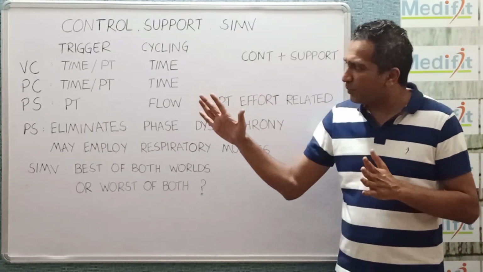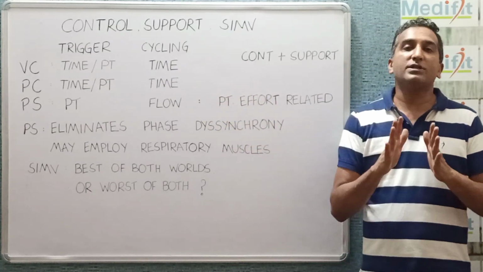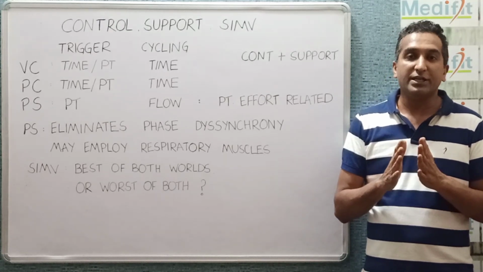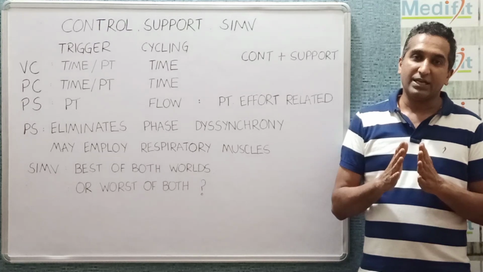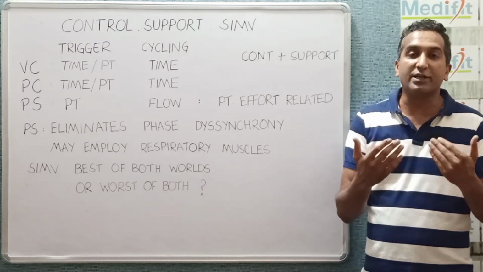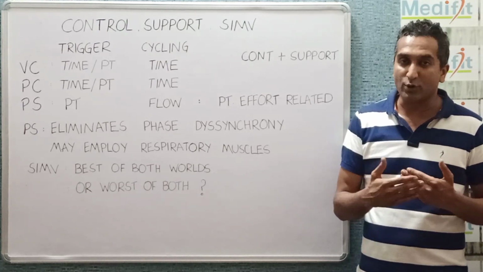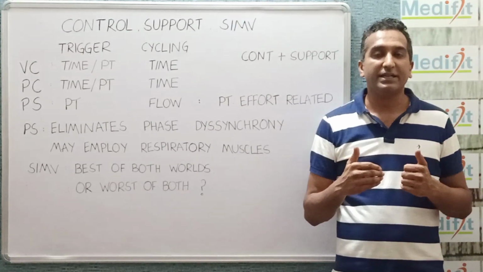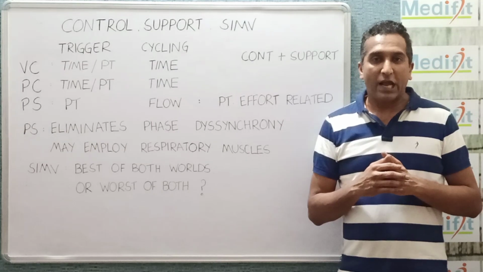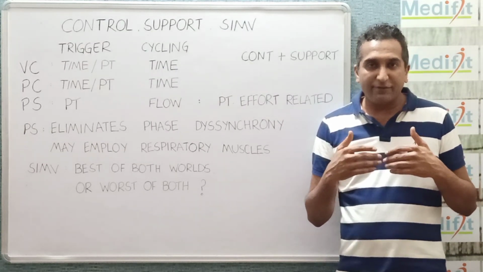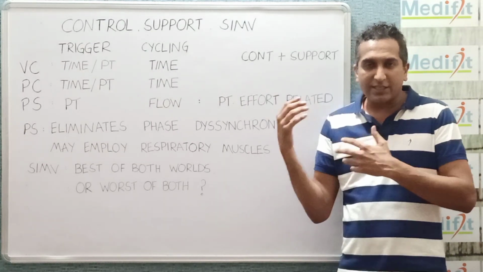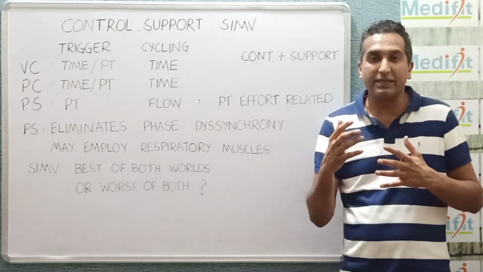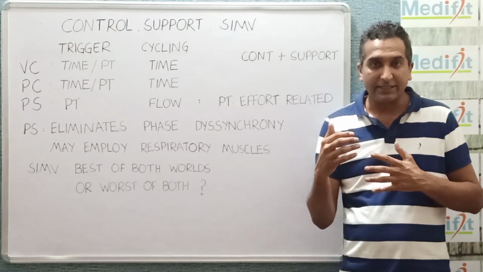In the pressure support mode, you cannot set a respiratory rate. So all the breaths have to be triggered by the patient. So the patient has to have the ability to trigger a breath to be put on the pressure support mode. And the cycling here is also different. It is by flow. Whenever the patient makes an effort to breathe, it is registered by the ventilator and it is supplemented by a set pressure which we can set to whatever levels we want.